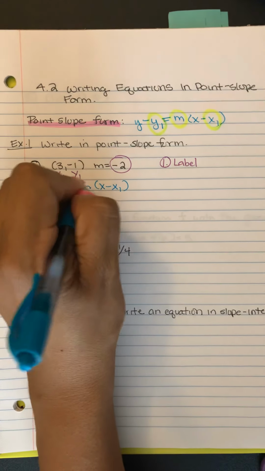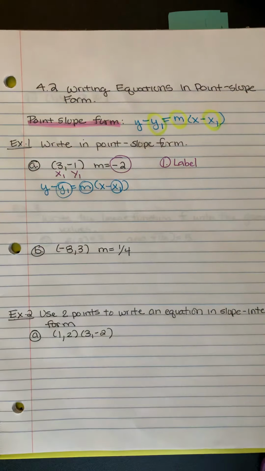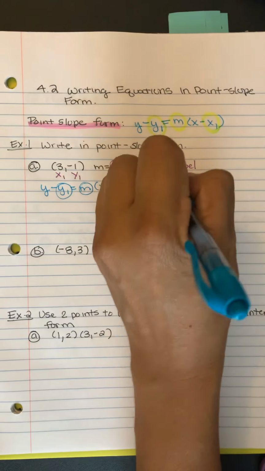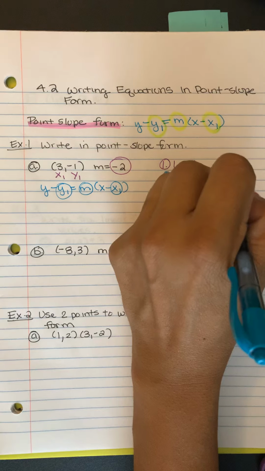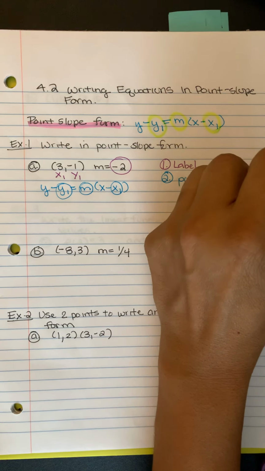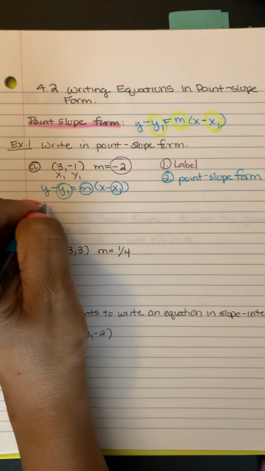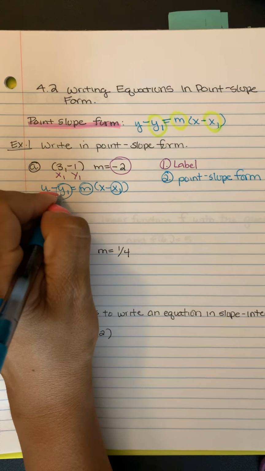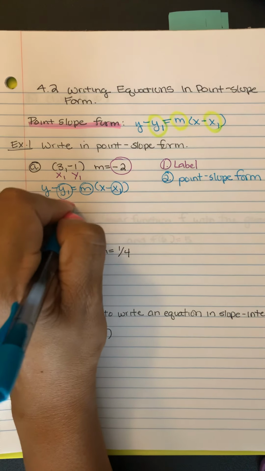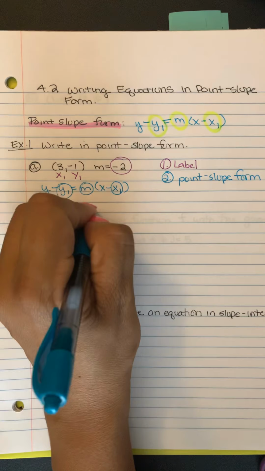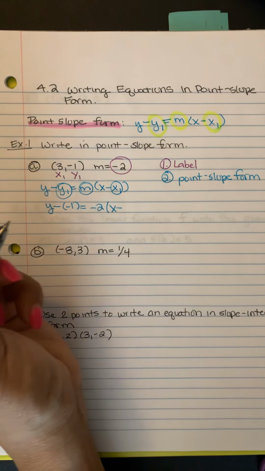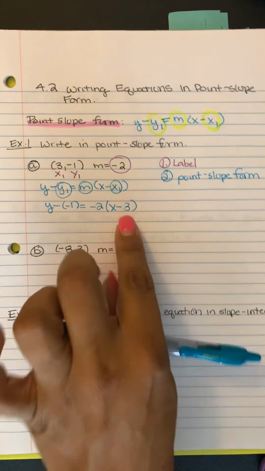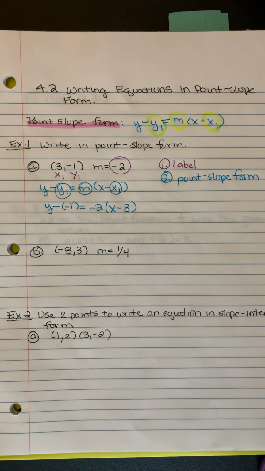I'm going to circle the things that we are going to substitute. And we're going to put it again in point slope form. So what does that look like? It looks like this. Y minus y sub 1 is -1 equals, my slope is -2. And my x sub 1 is positive 3. Even though that looks like -3, I'm just substituting.